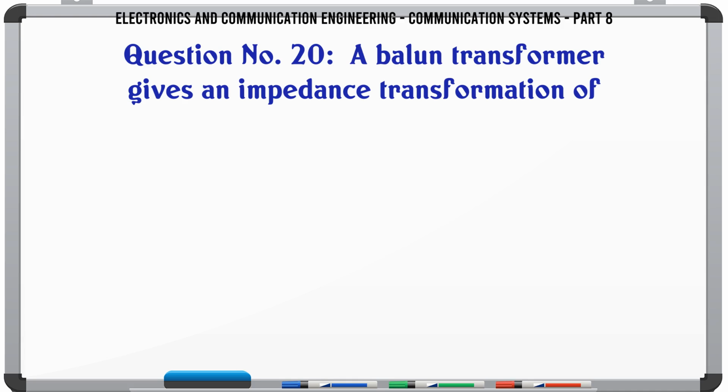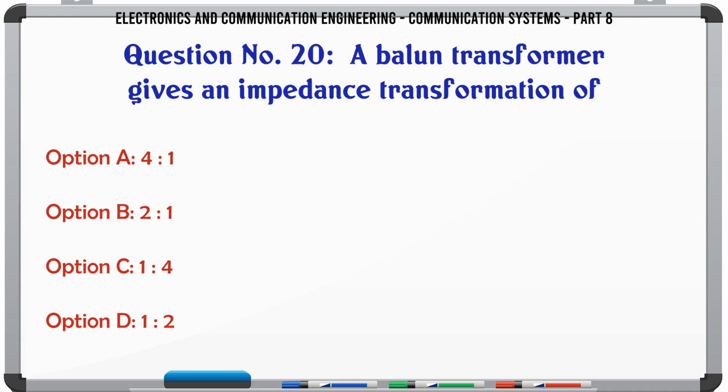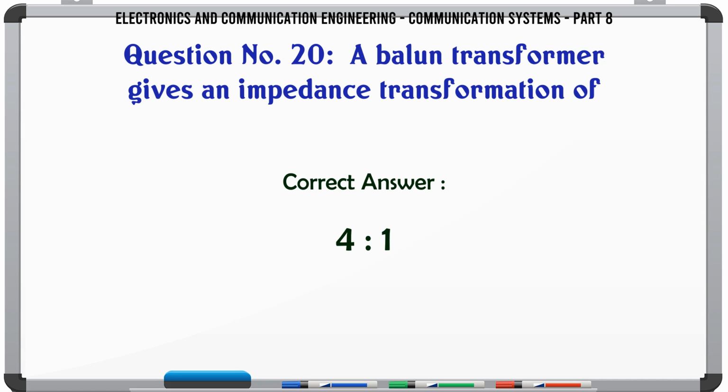A balun transformer gives an impedance transformation of A. 4:1, B. 2:1, C. 1:4, D. 1:2. The correct answer is 4:1.